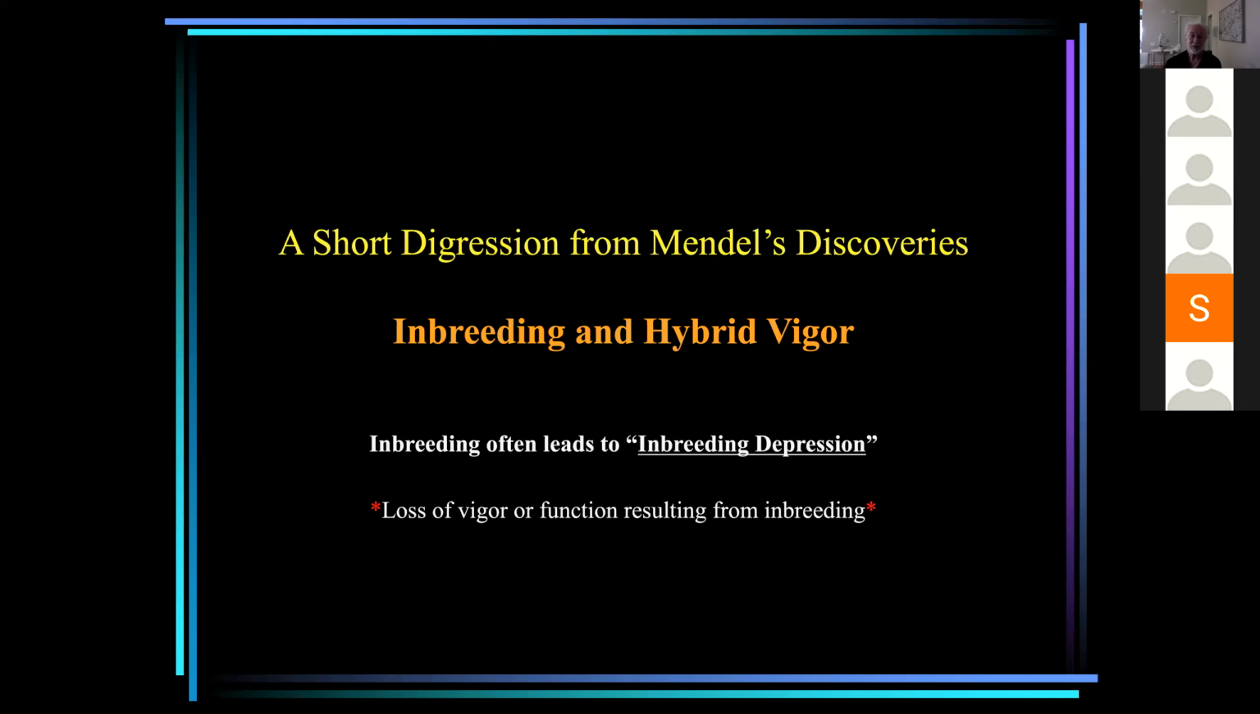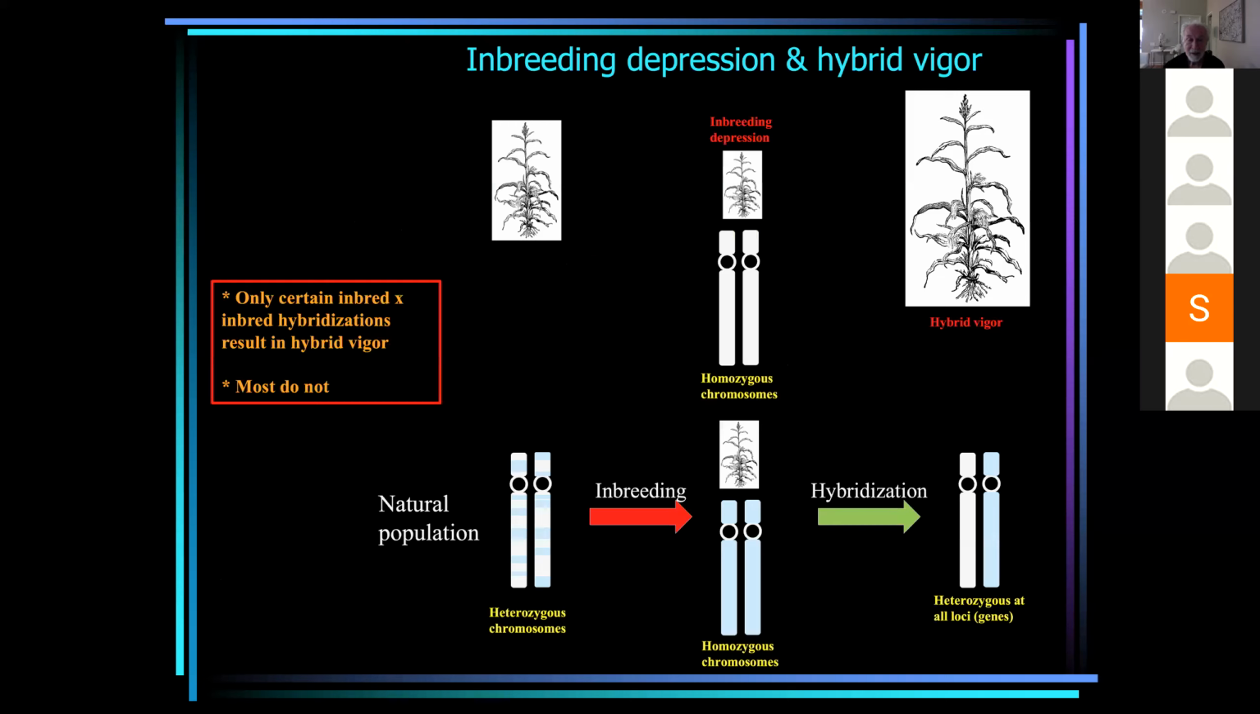Now, I'll make a short digression from Mendel and talk a bit more about inbreeding and hybrid vigor. Inbreeding often leads to a condition known as inbreeding depression. And that is a loss of vigor or function as a result of inbreeding. So inbreeding is not necessarily benign. So here I've tried to illustrate what inbreeding depression and hybrid vigor are.